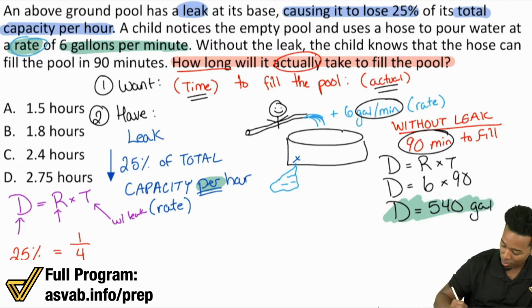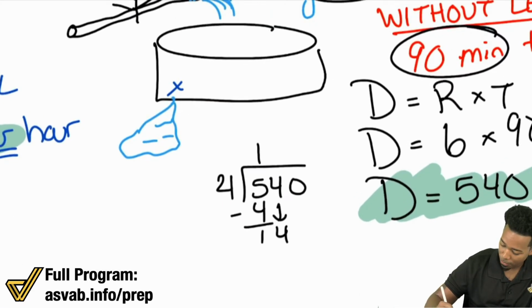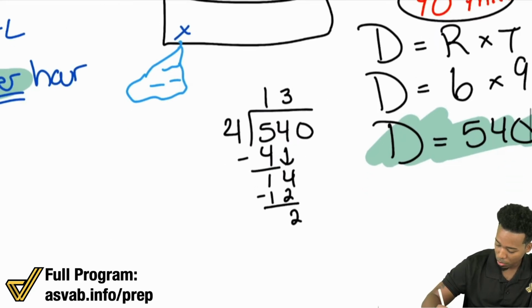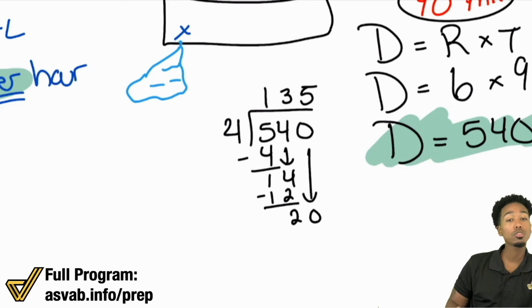So 540 gallons, let's divide that by 4. 4 into 5 goes once. Bring down that 4. Let me zoom in a little bit here. Then we have 4 into 14, that's going to be 3. So minus 12, that's going to give us 2. Bring that 20 down, boom, that's 5. So that's going to be 135 gallons per hour. That's what the leak will contribute. 135 gallons per hour. Okay, sounds good.